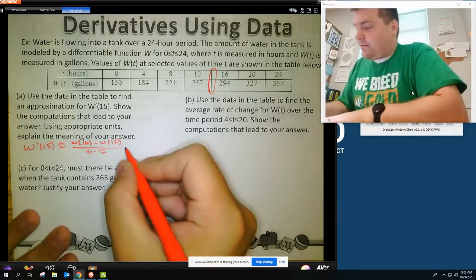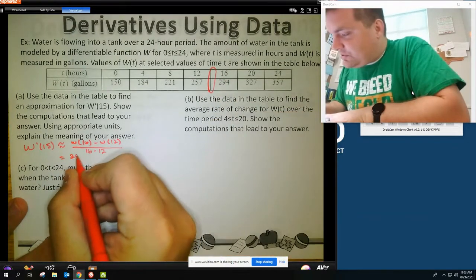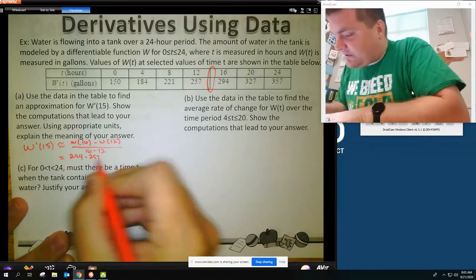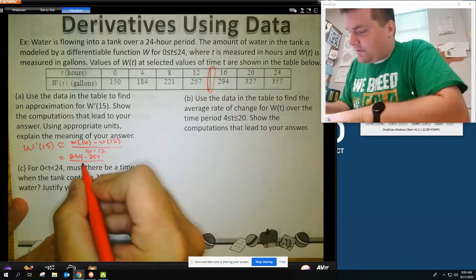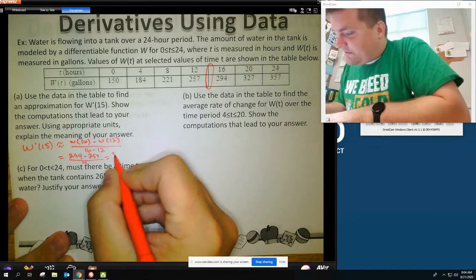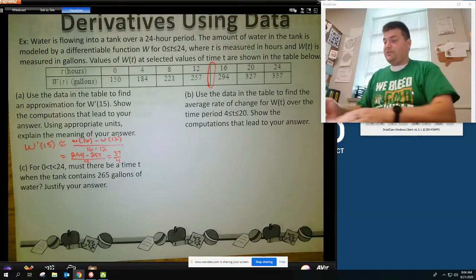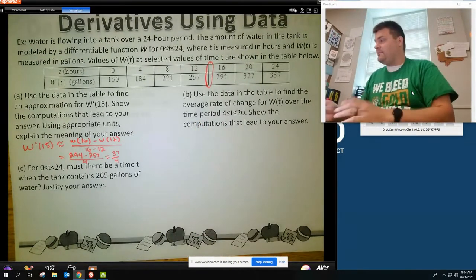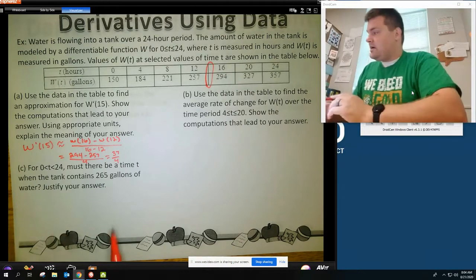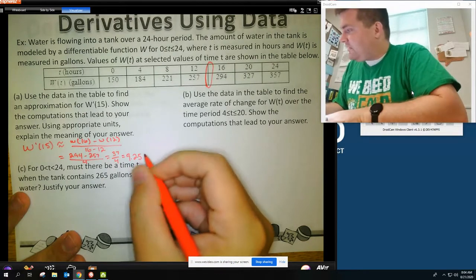Now, what are these values? Well, I'm going to get 294 minus 257, all over, well, that's going to be a 4, which is going to give me 37 over 4. Now, usually these are calculator problems whenever you're given stuff like this with a table. Sometimes it is, sometimes it isn't, but typically in the past they have been calculator problems. So this is the same thing as 9.25.